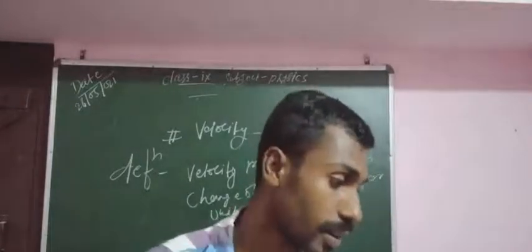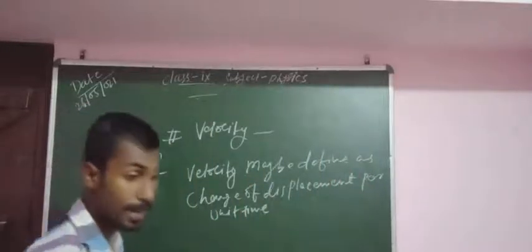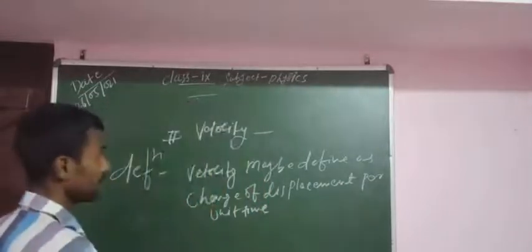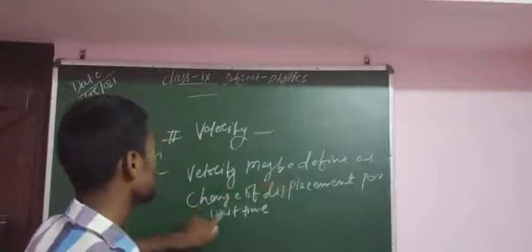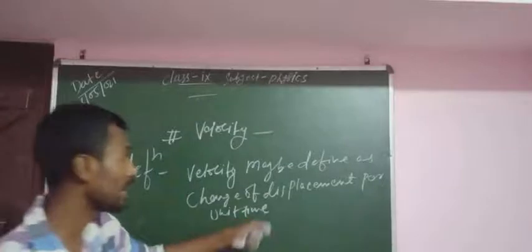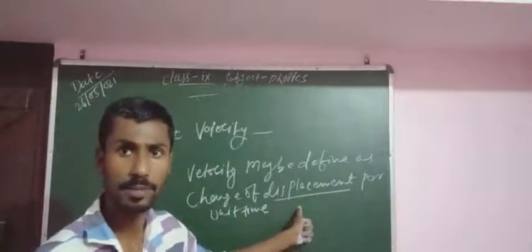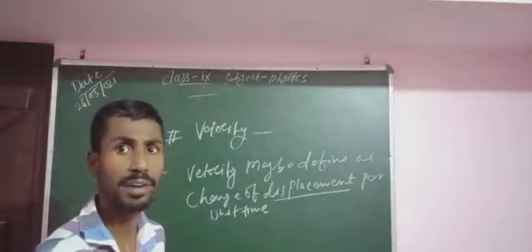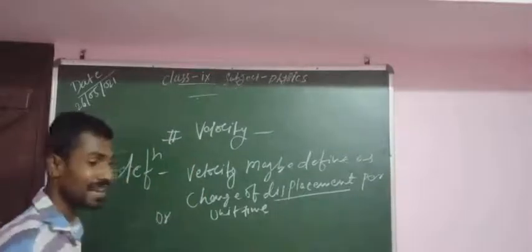Or it can be defined in other words. Velocity may be defined as change of displacement per unit time. Displacement is a vector quantity. That means velocity is also a vector quantity.